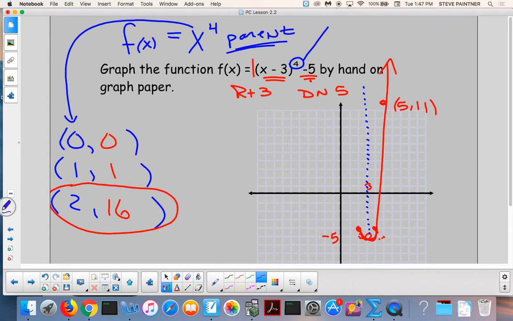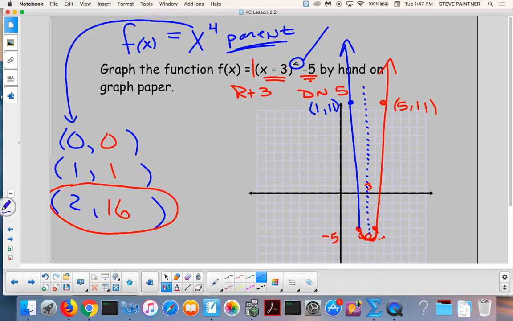The line of symmetry, right? So 5, 11 mirrored over becomes what? 1, 11? So here's the other half. Good? It's very narrow, right? X to the 4th takes off like lightning. X to the 6th, that'd be lightning squared. Are you okay?